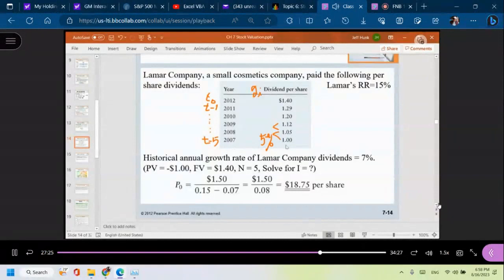Over the last 5 years, they paid dividends. In 2007, the dividend was $1. In 2008, $1.05, and you can tell the growth rate in dividend is 5%. Then between 2008 and 2009, it is about 6.67%. Please bear with me, it's really hard to draw with the mouse.